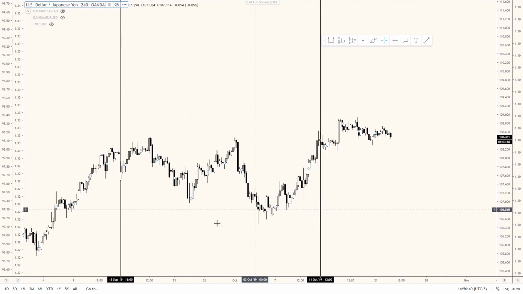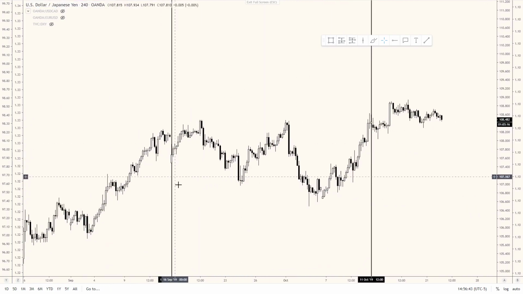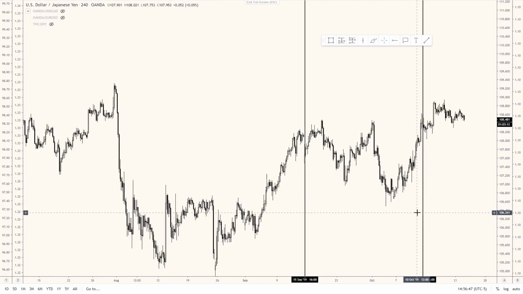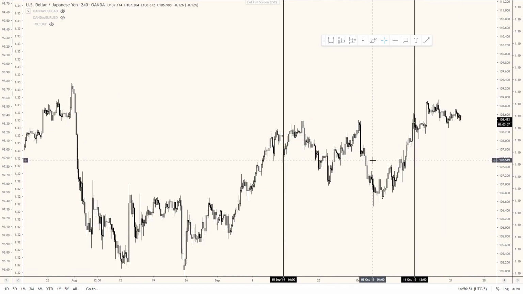What I'm doing here is I'm looking at my weekly range from last week. So I'm looking at the open to the close of last week, and you can actually pull out the weekly and just look at how big the candle was if you want to, but I like to do it on the 4-hour.